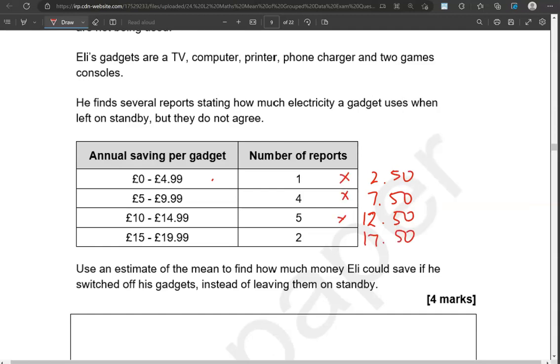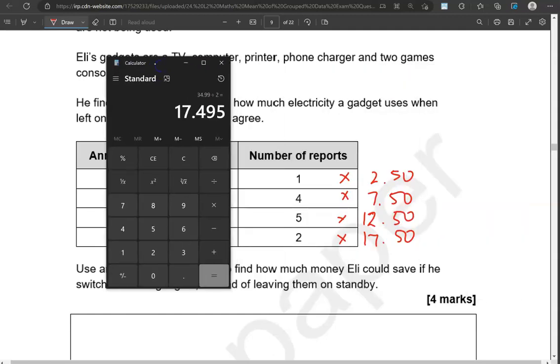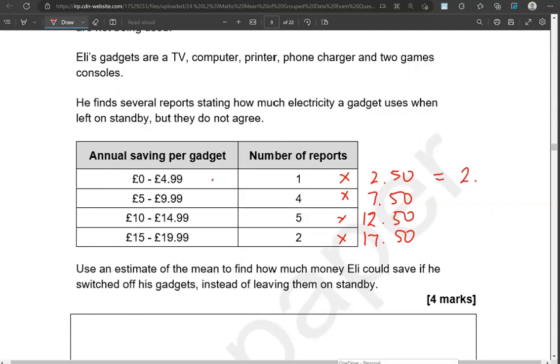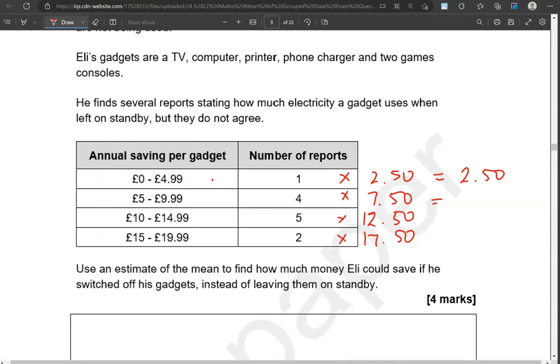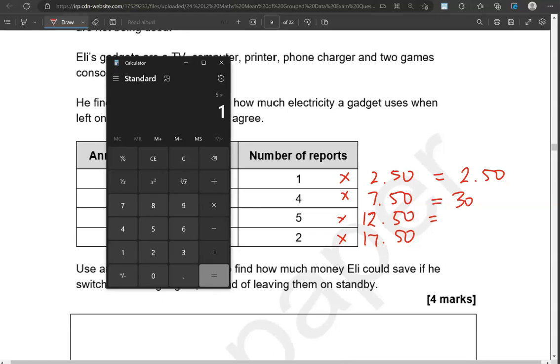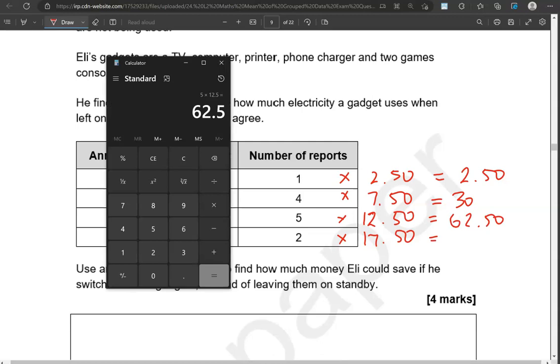So multiplying these by the number of reports, or the frequency, we get 1 times £2.50, that is just £2.50. 4 times £7.50, that is £30. 5 times £12.50, that is £62.50, and 2 times £17.50 is £35.